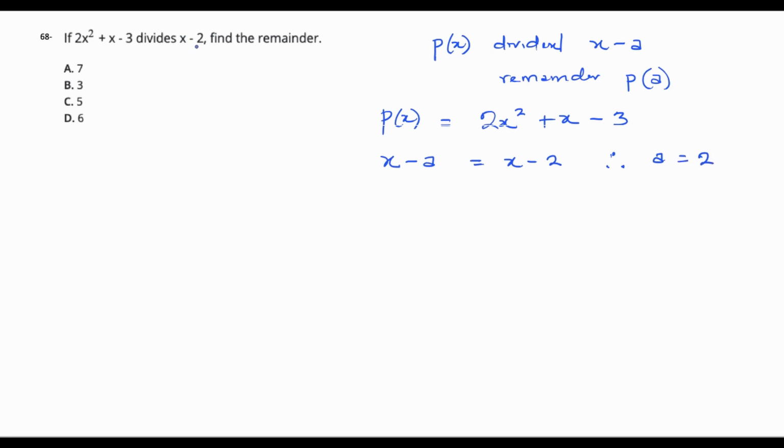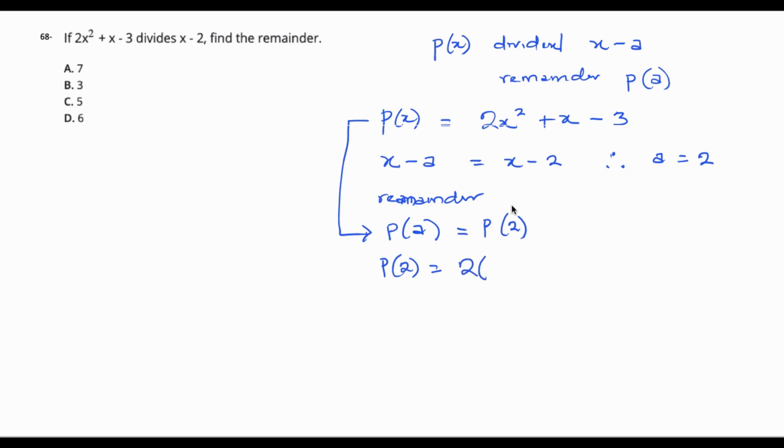Now that was given in the question. Now to find the remainder, which is p of a, all we have to do is substitute x in our polynomial by our a, which is 2. So our remainder is going to be p of a, which is p of 2. So p of 2 is going to be 2 times 2 squared plus 2 minus 3. So 2 squared is 4. 4 times 2 is equal to 8 plus 2 minus 3. So 8 plus 2 is 10. 10 minus 3 equals 7. So our remainder is 7, which is A.